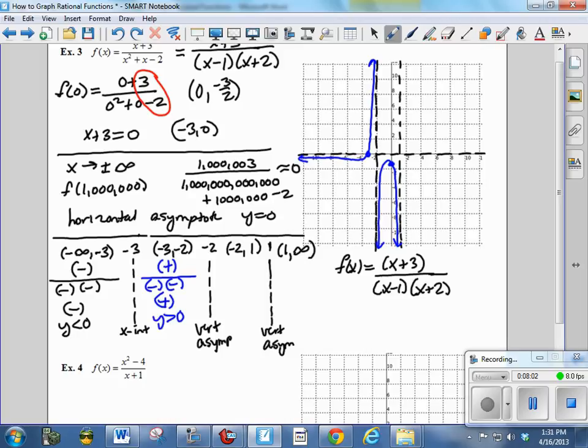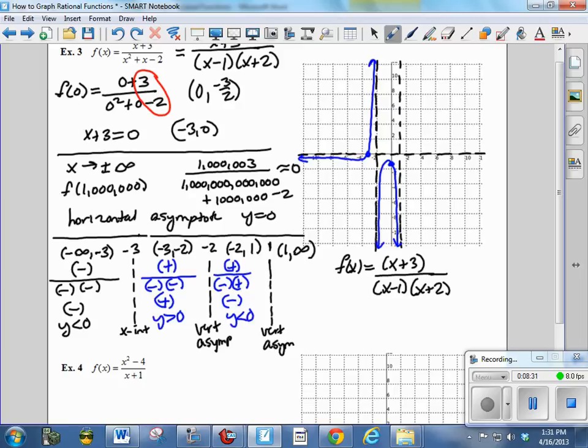Now, I already know that y is negative here, but let me just show you how this works. Pick a number between -2 and 1, like 0. 0 plus 3, a positive number. 0 minus 1, a negative number. 0 plus 2, a positive number. I have a positive divided by a negative times a positive, so that gives me a negative number altogether. Y less than 0, that's what I have. So that's what I see on the graph. All of my y values are less than 0.